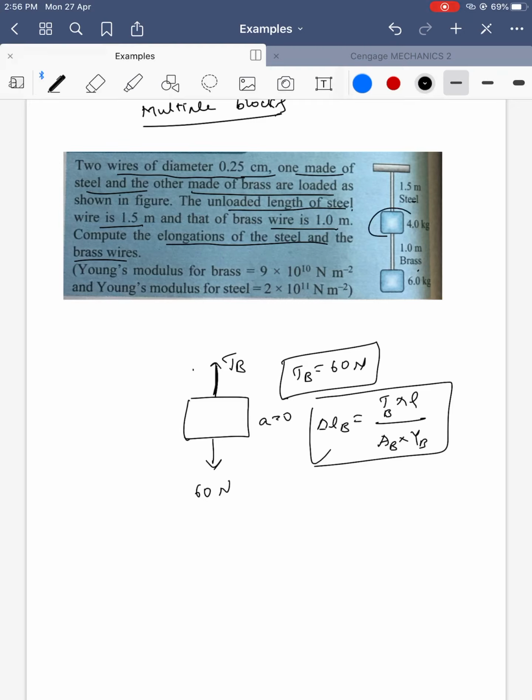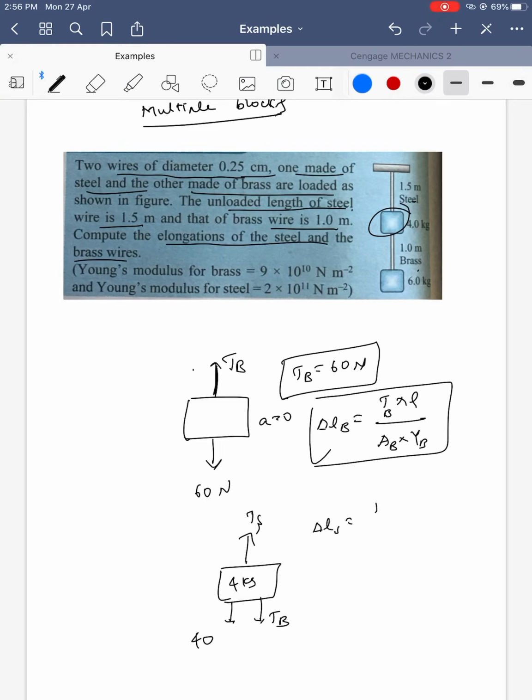Then go to the free body diagram of the 4 kg body. In the 4 kg body, downward 40 Newton is acting. Then in the downward direction tension in the brass is also acting. In the upward direction, tension in the steel is acting.